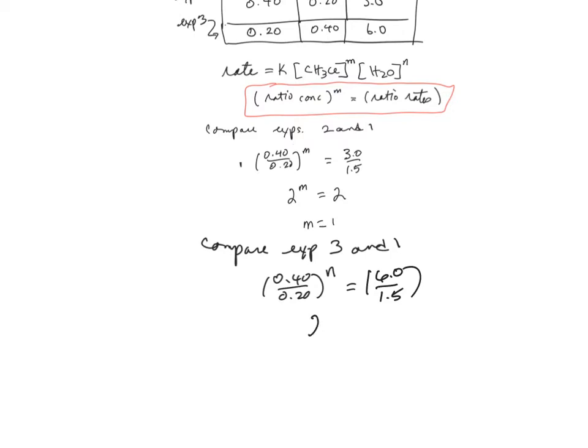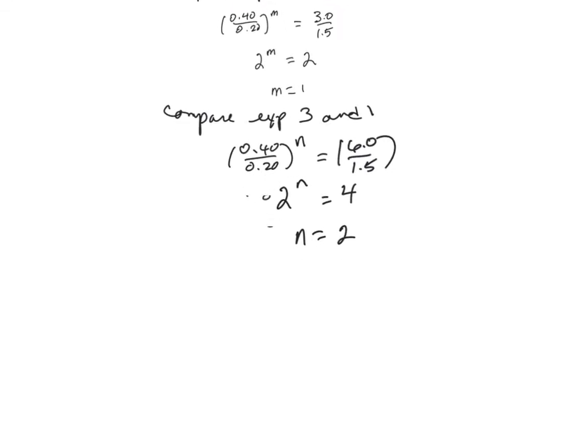So you're going to get 2 to the power n is equal to 4, and therefore n will be equal to 2. All right, so we've done this isolation technique where we've done one reactant at a time while holding the concentrations of the other reactant constant.